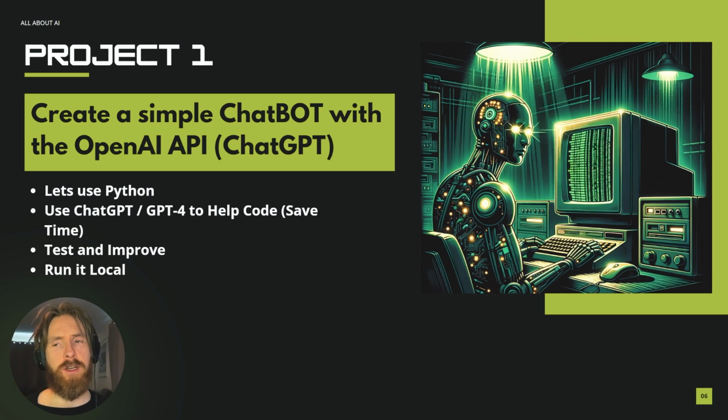So we are always going to use ChatGPT, GPT-4, or you can use GitHub Copilot if you want to do that. But I think for this project, we're going to be faster with GPT-4 or ChatGPT to create our code snippets or functions. We're going to test and improve the chatbot. We're going to run it locally. And yeah, so I think that's it. So let's just get into it and see how I use ChatGPT, GPT-4 to create this project.